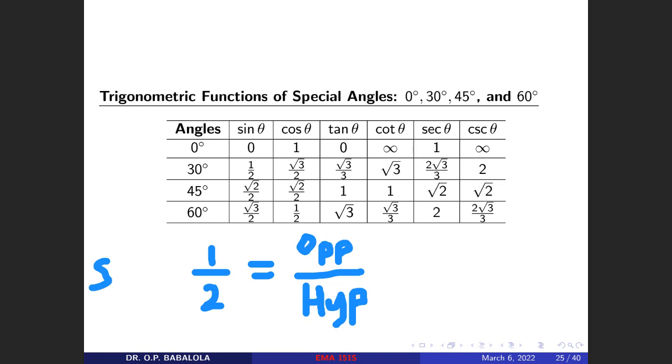When you say sine 30 is equal to half, it means this. All right. So it means 2 of the sides have been given. You know 2 of the sides. You know the opposite.